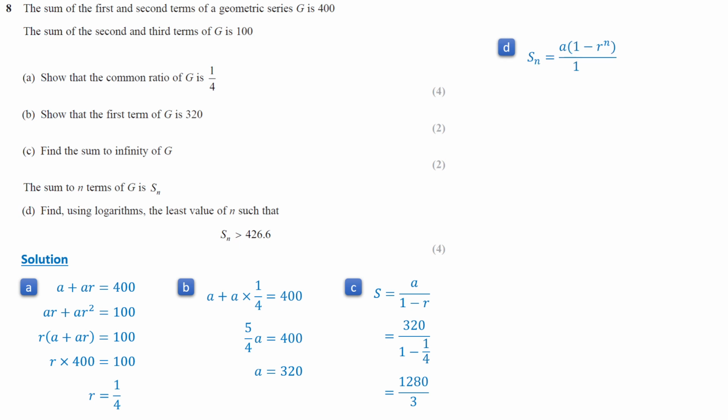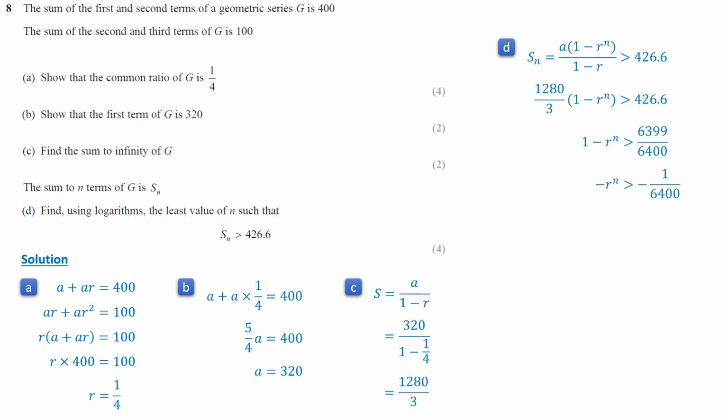Moving to question D, for the sum of the first n terms of a geometric series, the formula is A times 1 minus R to the n, divided by 1 minus R. We need to find n such that the sum is greater than 426.6. We know that A over 1 minus R is 1280 over 3. The inequality simplifies to 1 minus R to the n is greater than 6,399 over 6,400.